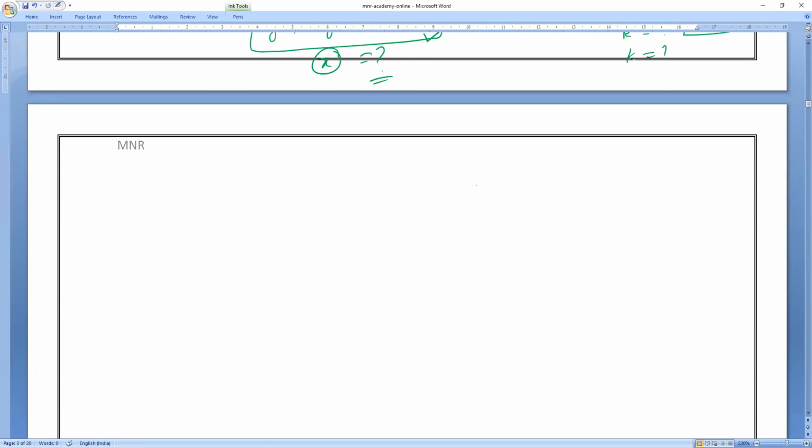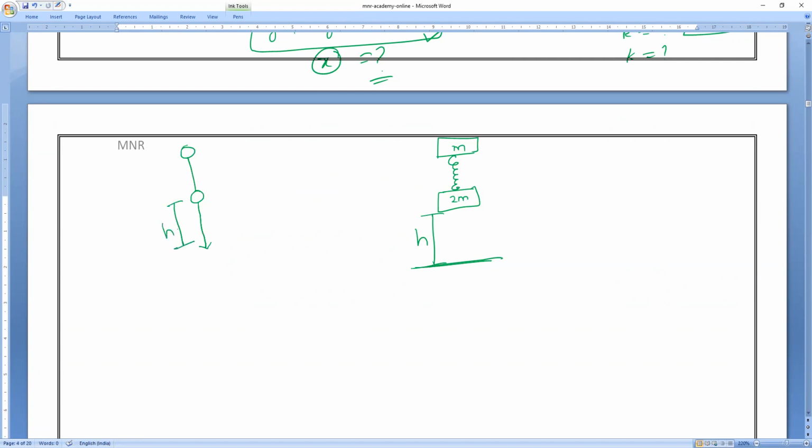You just have to remember this. For example, if I have one body whose mass is 2m, not meter, mass 2m, attached with a spring, and another body whose mass is 1m. Both bodies are raised above the ground to a height h. Imagine a ball attached to another ball, held above the ground at height h.